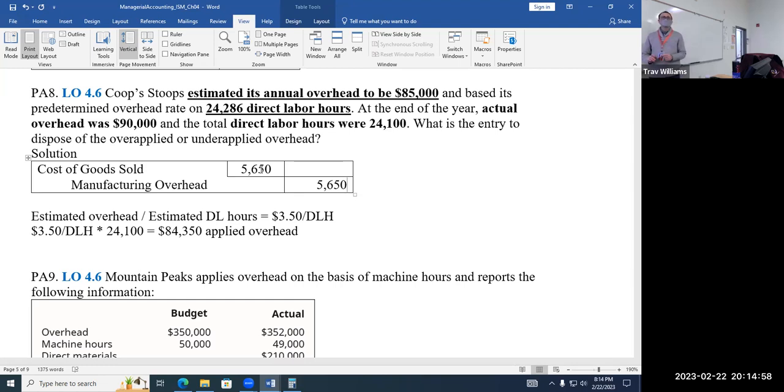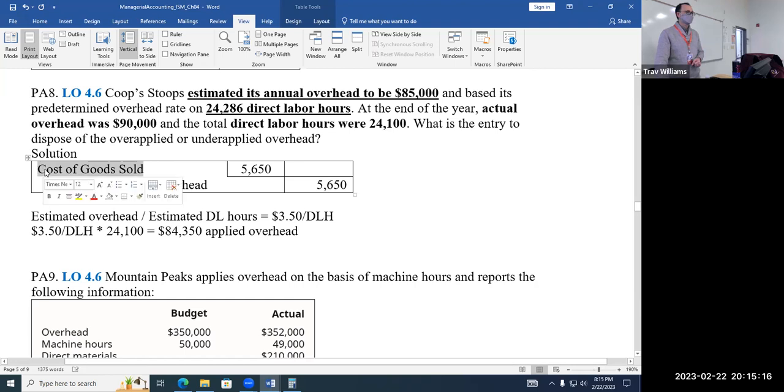So what do you think we would do differently for our journal entry if we had over applied? We'd have to flip it, right? We'd be reducing cost of goods sold, so we'd have to credit that, bless you. And we would be increasing manufacturing overhead to fix that.